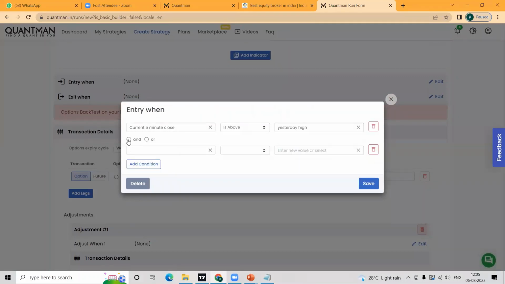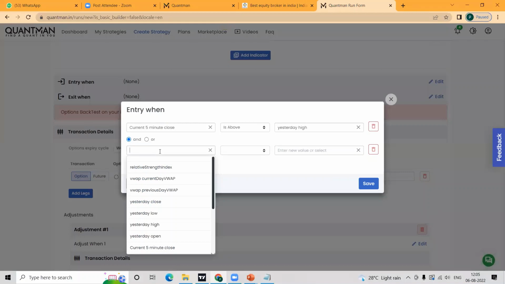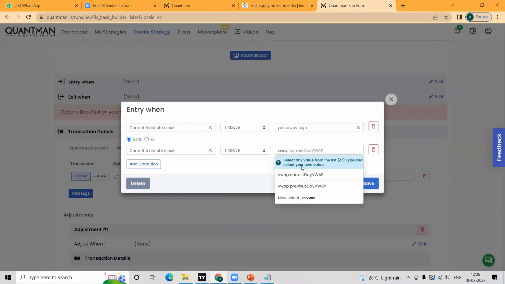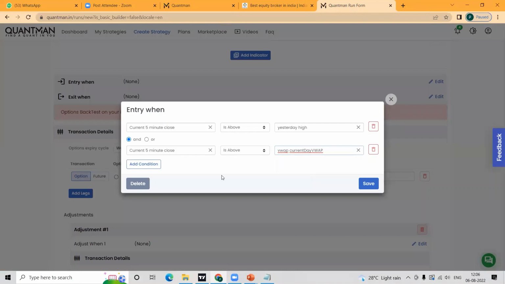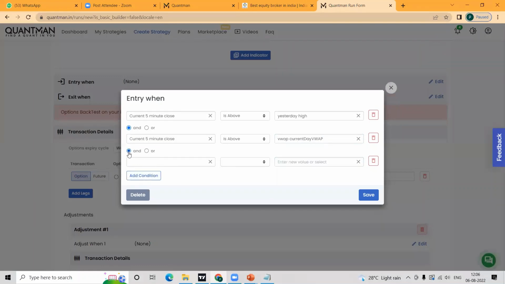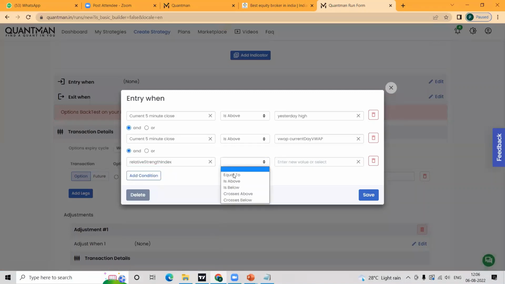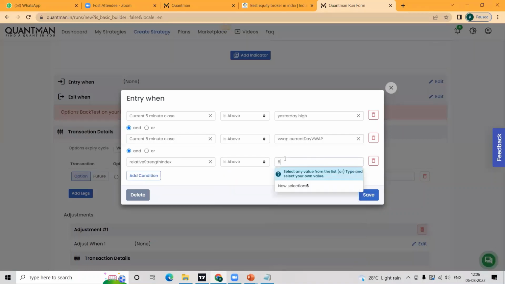And the current 5 minutes candle, we defined as the 5 minutes candle close price, is above VWAP. We are giving two options, current day VWAP and previous day VWAP, but please choose current day VWAP, because a lot of traders are using yesterday's VWAP also. I will explain the logic in another session. And we already added RSI, so the relative strength index is above 65.